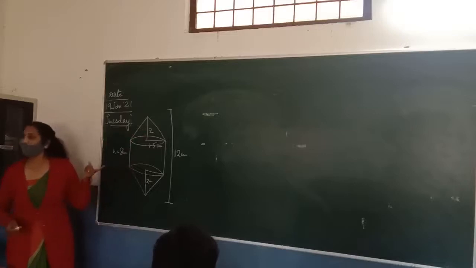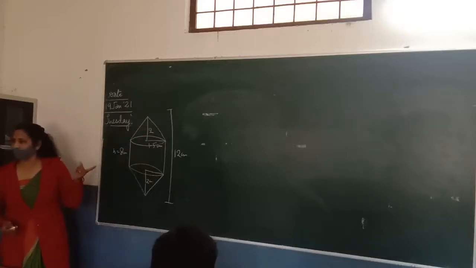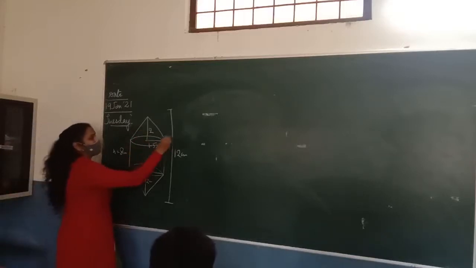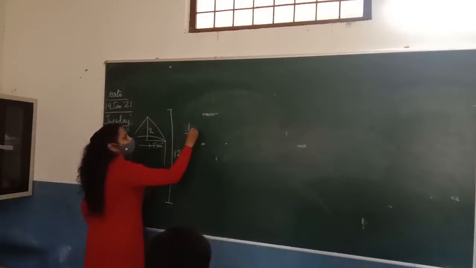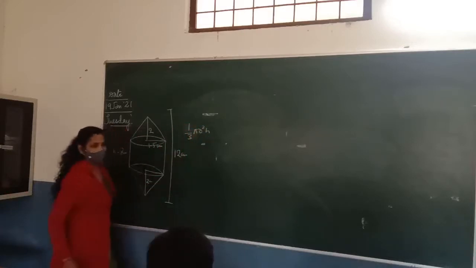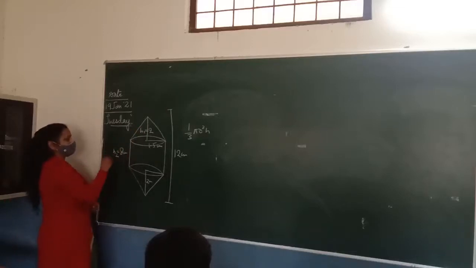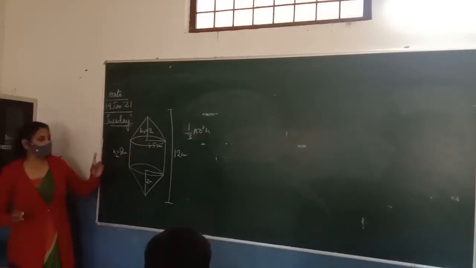What is the formula for the volume of a cone? 2 pi. No child, what is the volume of the cylinder? Pi r square. First you should learn all the formulas, right? So the volume of the cone is 1/3 pi r square h. I am writing it as h1 and h2, where h1 is the height of the conical portion and h2 is the height of the cylindrical portion. That's why we don't get confused.